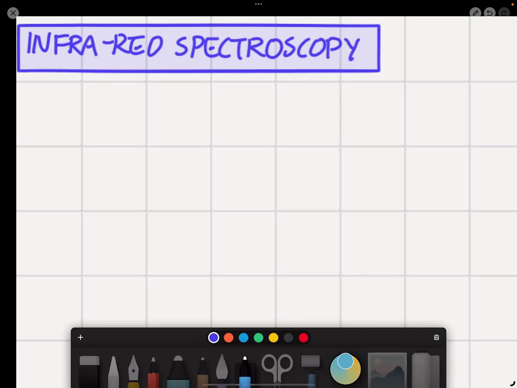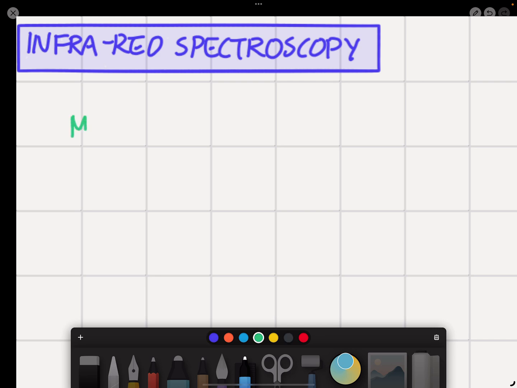The topic we'll discuss today is infrared spectroscopy. Just like mass spectrometry is carried out with a mass spectrometer, infrared spectroscopy is carried out by the infrared spectrophotometer.